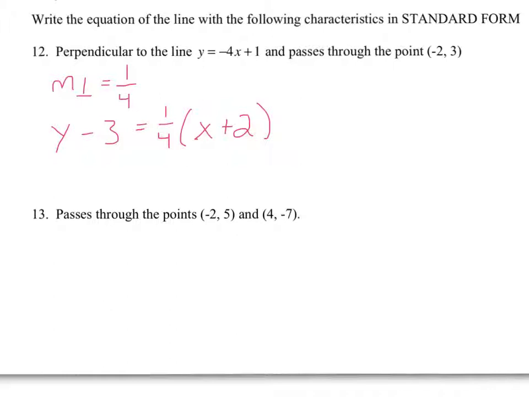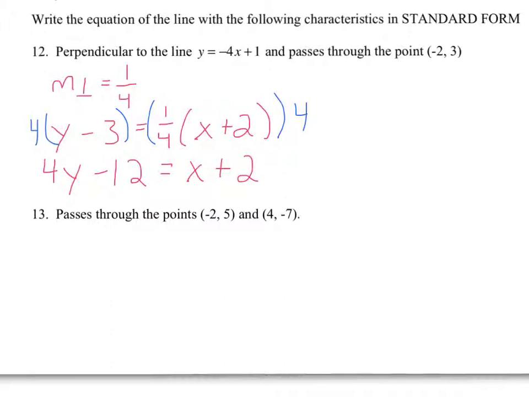And I see that my slope is already a fraction. So I am going to multiply each side of my equation by 4 to get rid of the fraction. So that's going to give me 4y minus 12. The 4 and the 1/4 will just become a 1, so I'm just left with x plus 2. And we only need to multiply the 4 by the 1/4 because it gets distributed anyways.